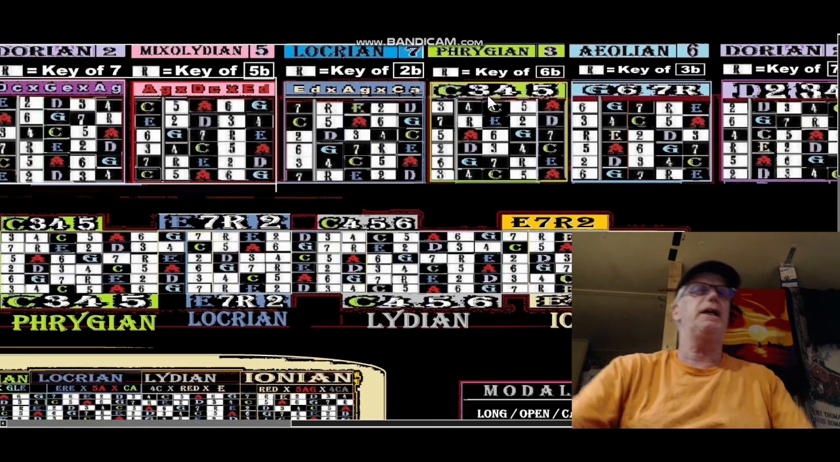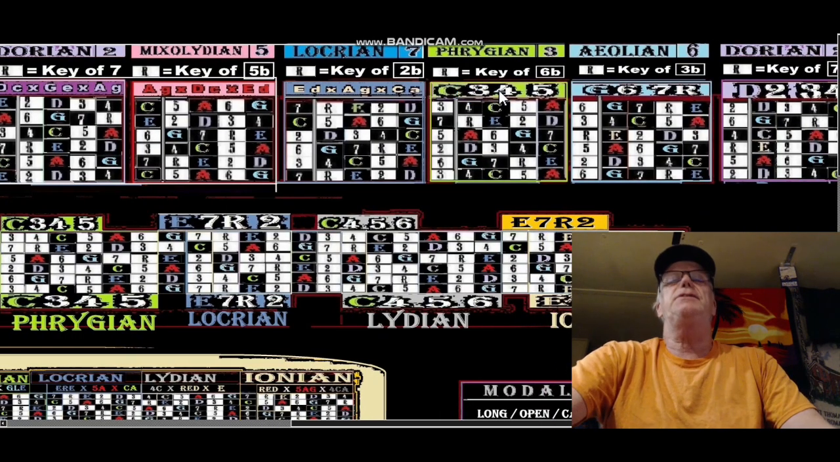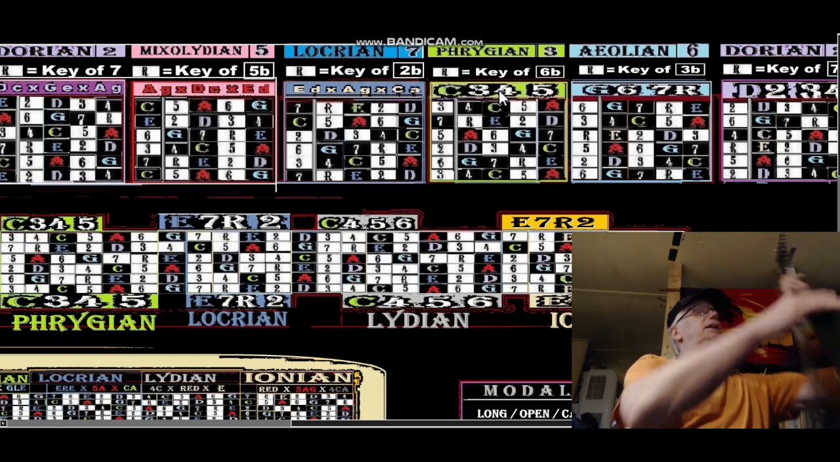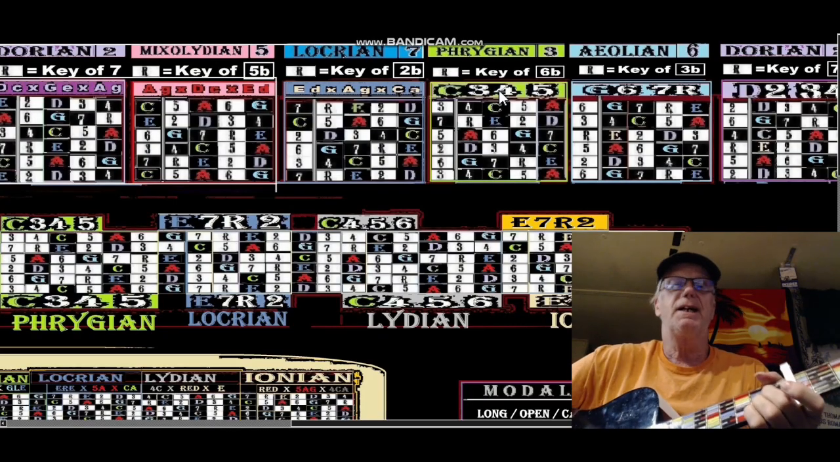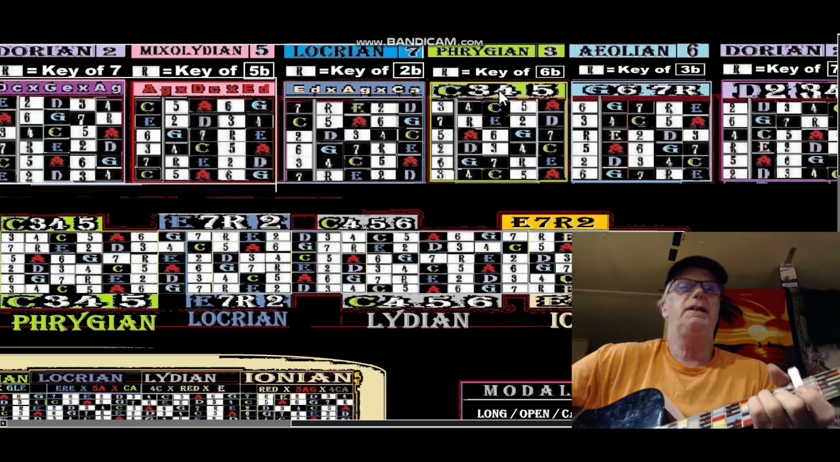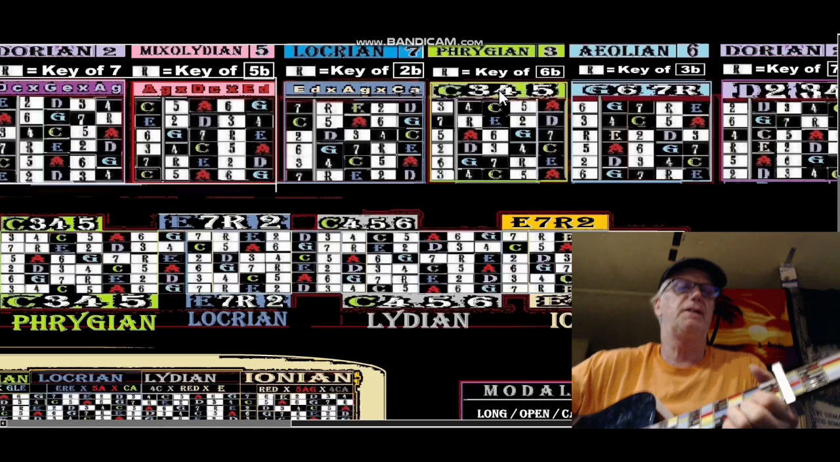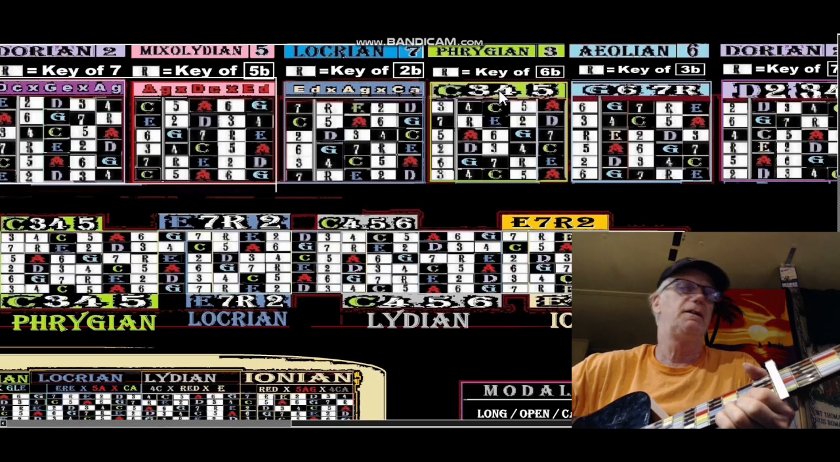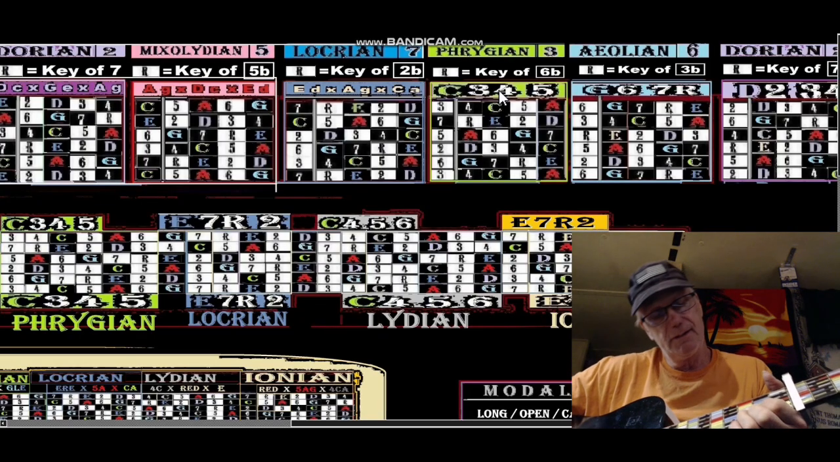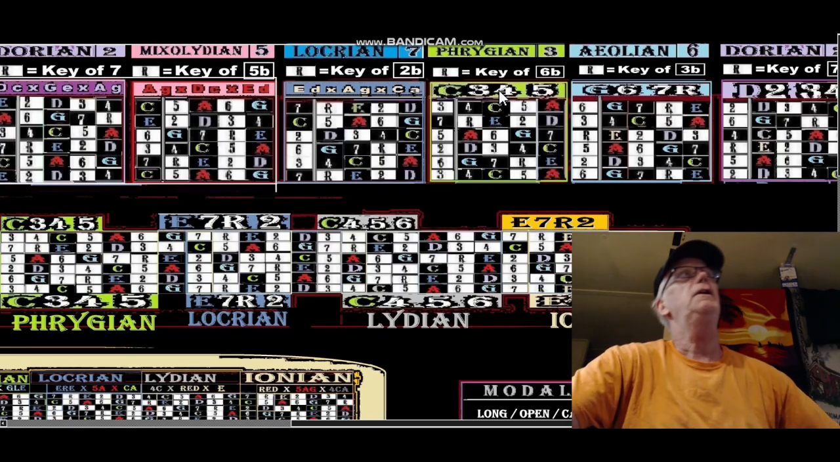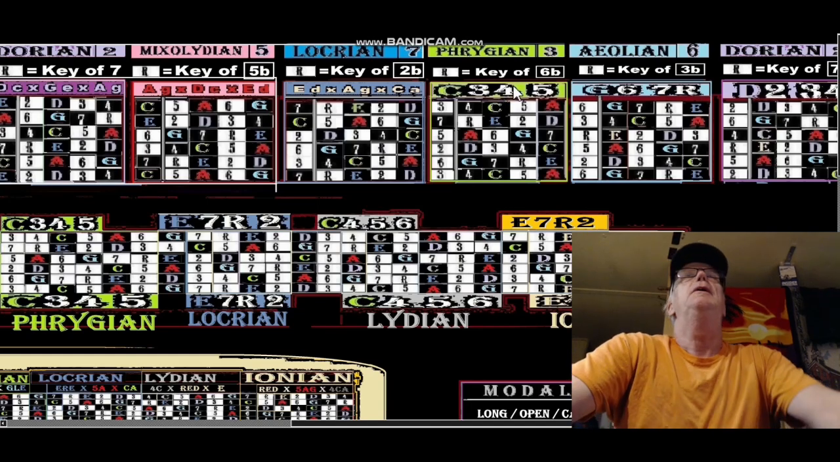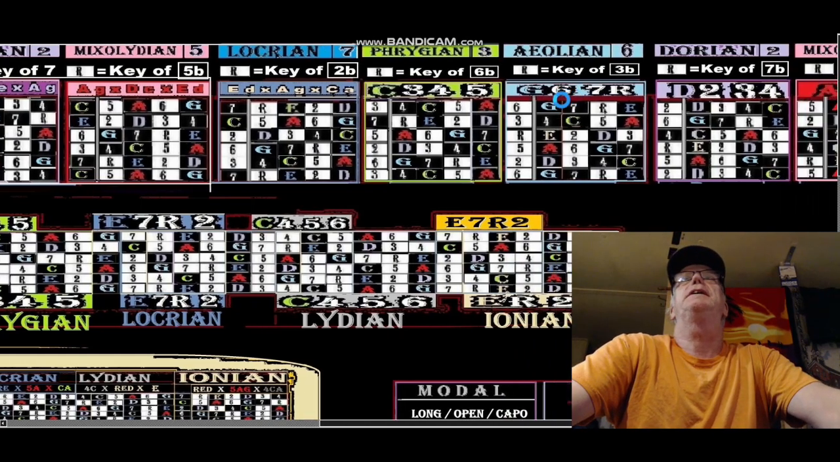So these are the actual keys of CAGED. These are the real keys of CAGED, not these keys of CAGED, right? C, A, G, E, and D. Those are keys of CAGED too. But these are the real cages for the keys of CAGED.